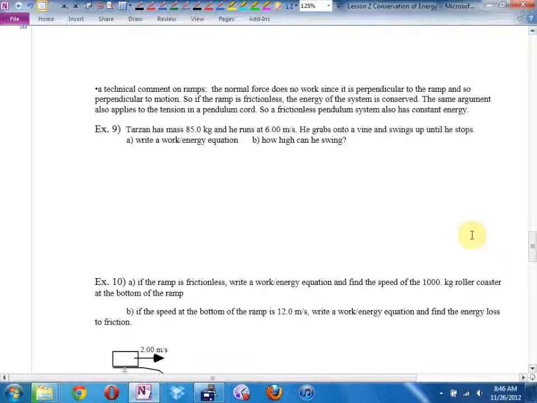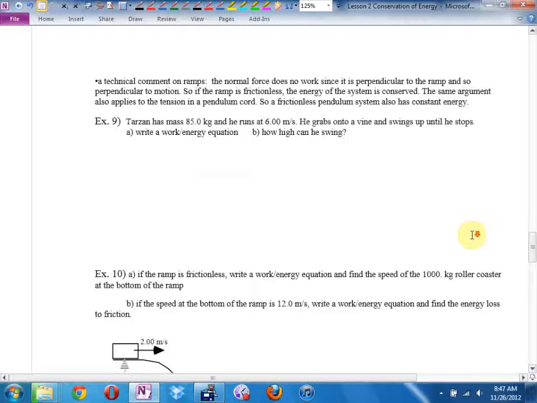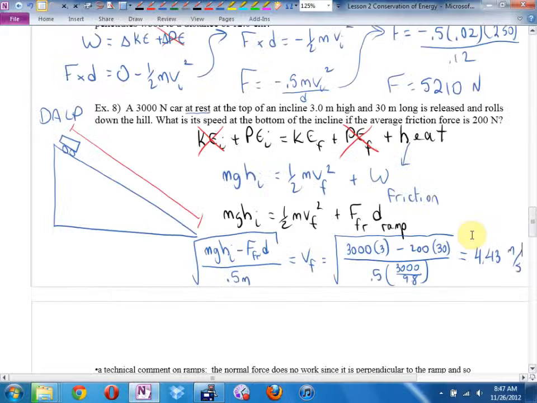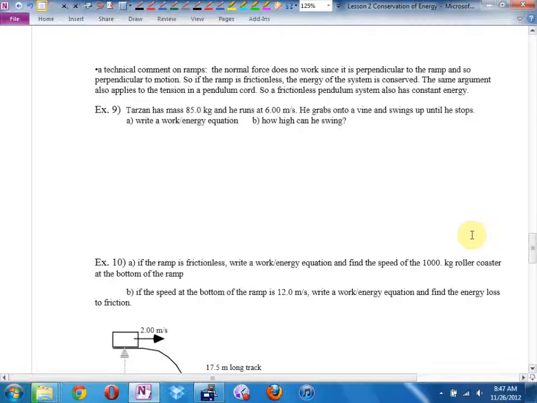Technical comment on ramps. Normal force does no work. Why? Well, work is force times distance in the same direction as motion. Normal force is always 90 degrees to the motion. This goes back to the equation that you could also think of work as force times distance cosine theta. If you're 90 degrees, cosine of 90 is 0, for those of you who have done Math 12. So if the ramp is frictionless, unlike this one, the energy of the system is conserved. The same argument applies to tension in a pendulum cord.